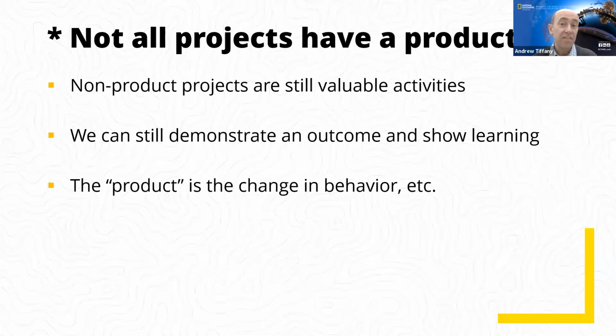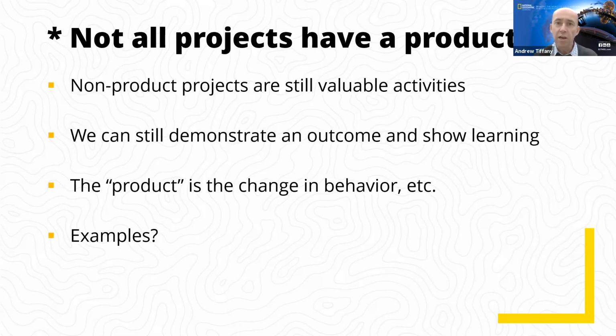Sometimes the end point is a change in behavior or a new skill demonstrated. Okay, that's what I mean by something that is not a product. But it's still an endpoint, right? So what sort of examples can you think of for this kind of project where we don't have something physical at the end of it, but it's still a project. It still happened in stages. It still had a learning outcome that moves us forward, right?